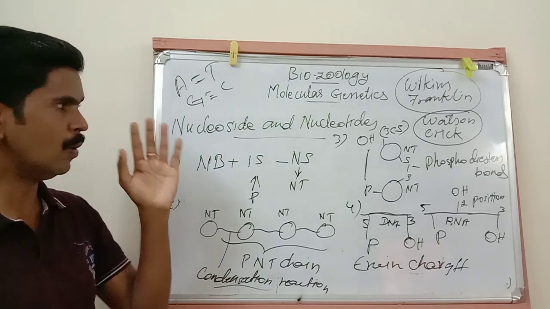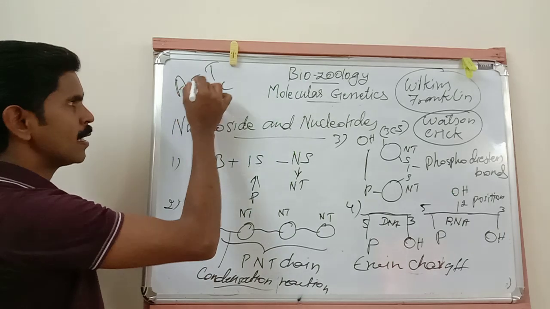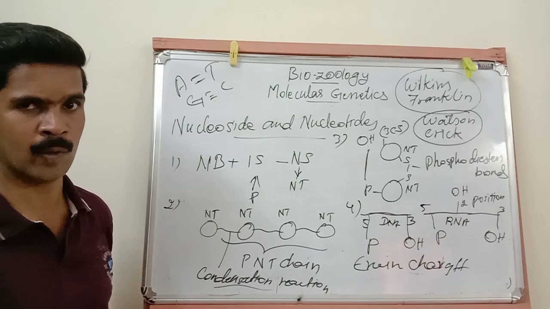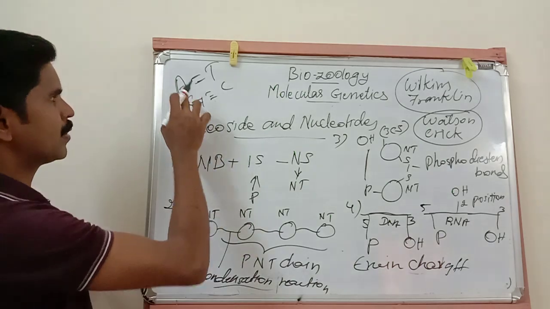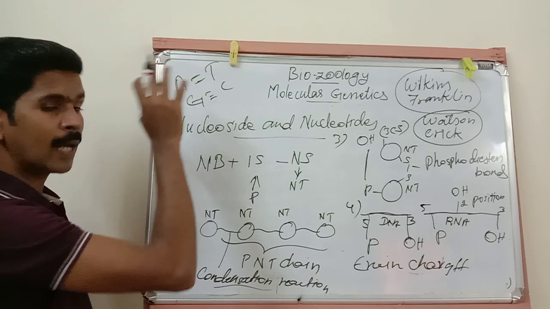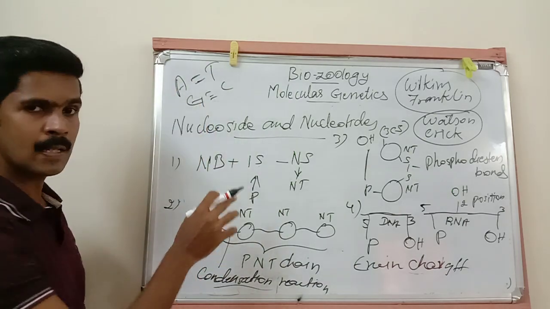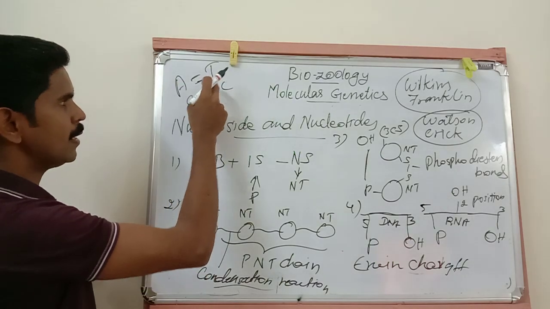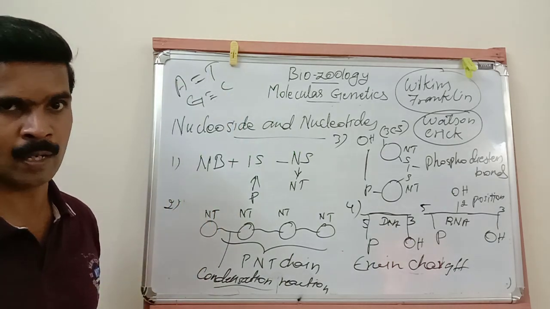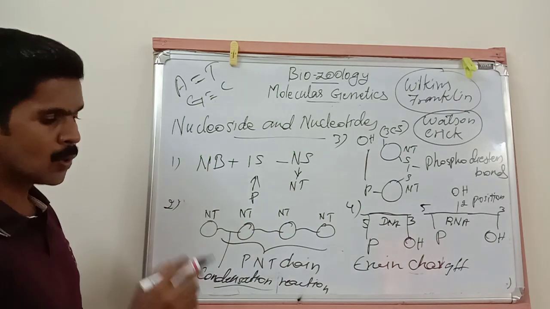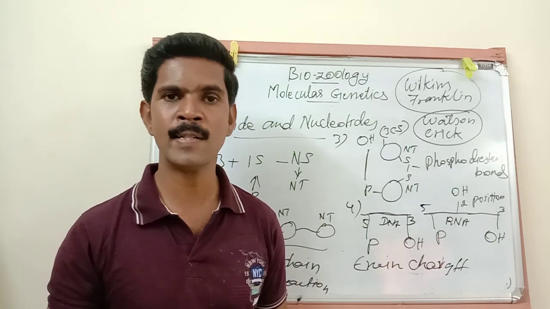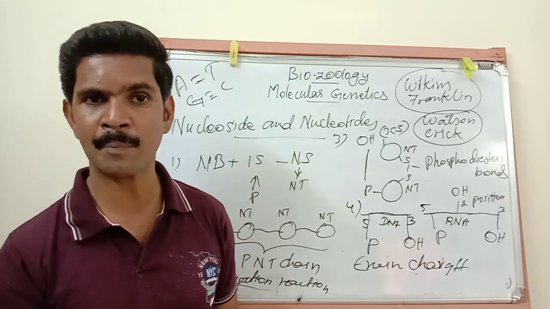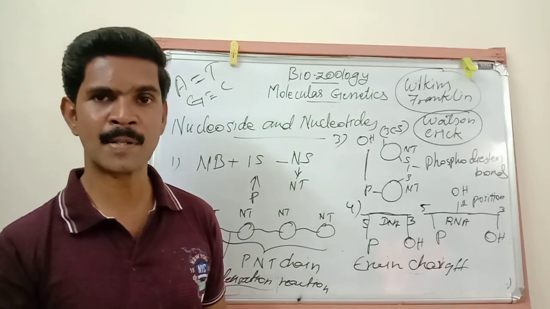Understand? So the ratio of adenine to thymine and the ratio of guanine to cytosine is always constant and equal. Suppose 10 adenine is there in a nucleic acid, 10 thymine also should be there. If 10 guanine is there, 10 cytosine also should be there. So if you know the nitrogenous base present in one strand of a nucleic acid, automatically we can predict the nitrogenous base present in the second strand.